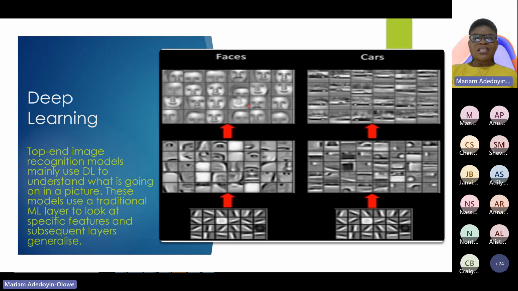The left-hand side is the facial recognition of human beings. So what it does is that it narrows it down and is able to detect what exactly the picture is. So it's a traditional machine learning layer that looks for specific features in order to classify a human face and distinguish it from the face of an animal, a cat or dog, as the case may be, using sequential layers of pictures.